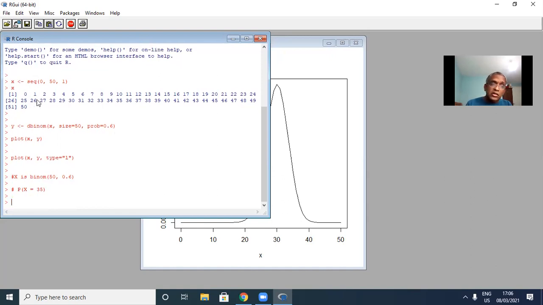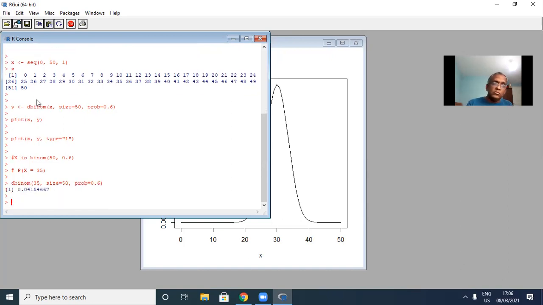Okay, in order to do this, you use this command here, dbinom 35, size equal to 50 and probability equal to 0.6. This is what you will get, right? So this command here will compute the probability that x equal to 35, right?